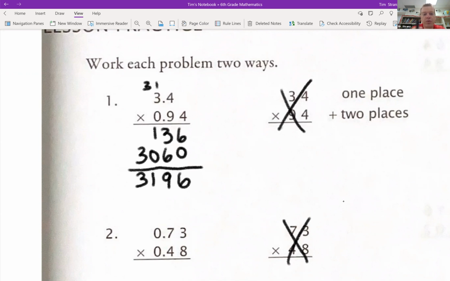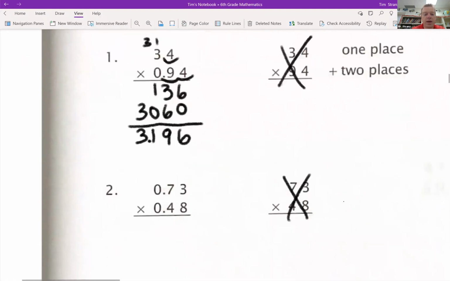So you start from the right and go to the left. So on 3.4, we moved over one spot, right? And on 0.94, there are two spots. So 3 spots altogether. So I need to move over on my answer 1, 2, 3 spots. So it's going to be 3.196. Okay, let's look at number 2.